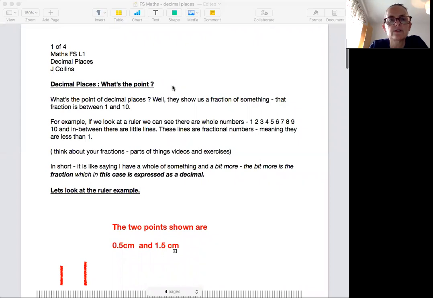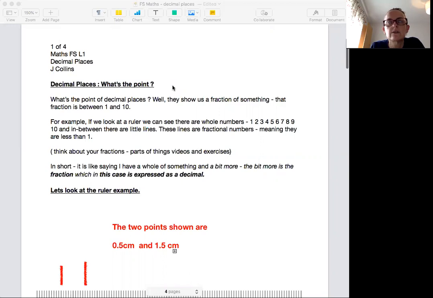So today we're going to do decimal places, and this is for functional skills level 1. You can also use it for entry level as well. What we're going to do is work through the lesson that I've done for you as usual. It's all here. And there are some exercises for you to do at the end.